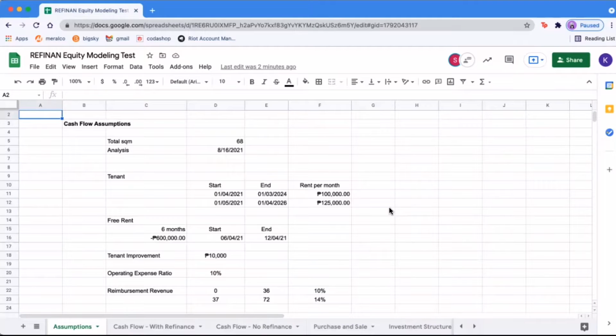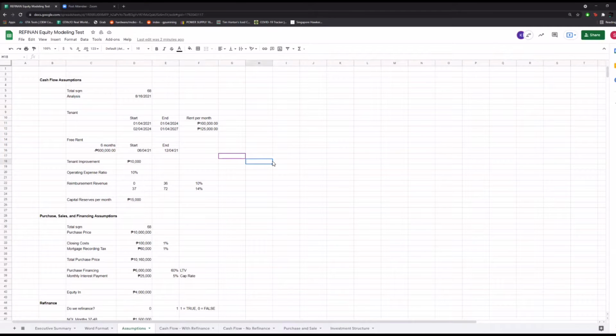So first, we're gonna talk about the cash flow assumptions. For total square meters, it's at 68. And then for analysis, it's a date right now. For tenant, it started at January 4th, 2021 till January 4th of 2024, which is at 100,000 pesos rent per month. And then for February 4th of 2024 till January 4th of 2027, it increased by 25%, so it's at 125,000 pesos. And then for free rent, it's at 6 months. It started at June 4 of 2021 till December 4 of 2021.